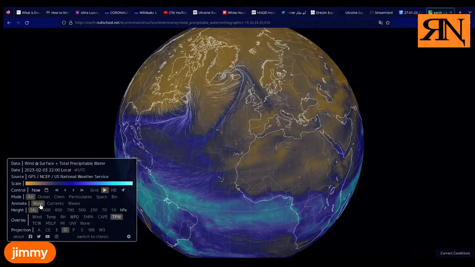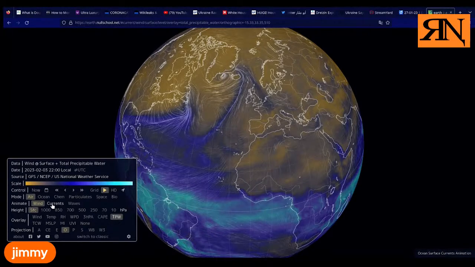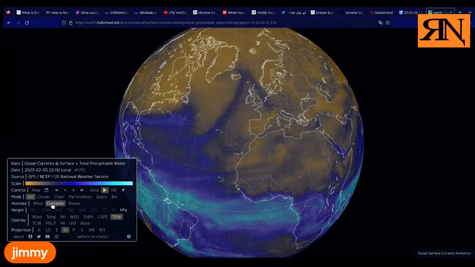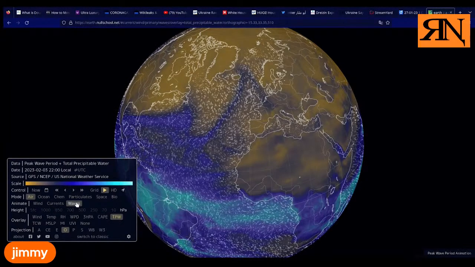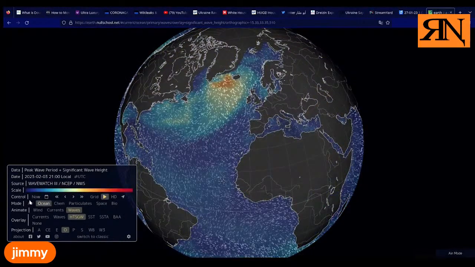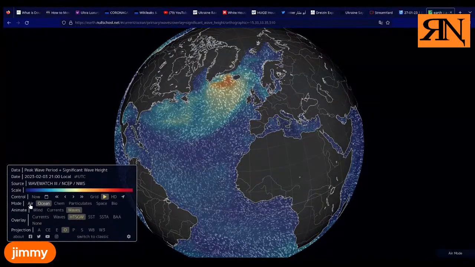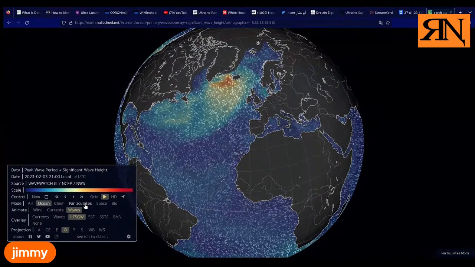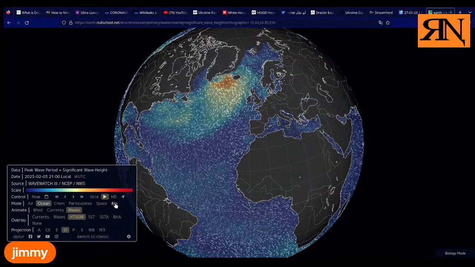And also, we can look at the currents, the sea currents, and we can look at the wave patterns in various different ways. We should also be looking at the ocean. You got different modes here. So you got air, ocean, chemicals, particulates, space, and biological.